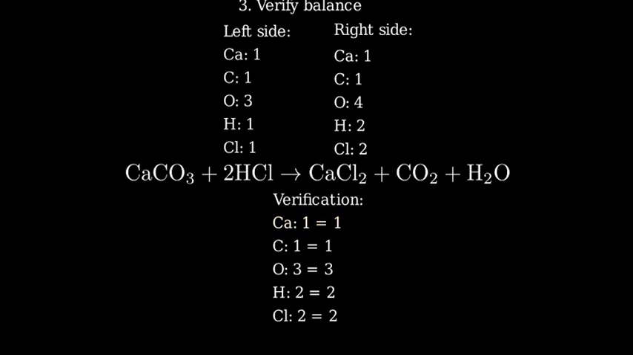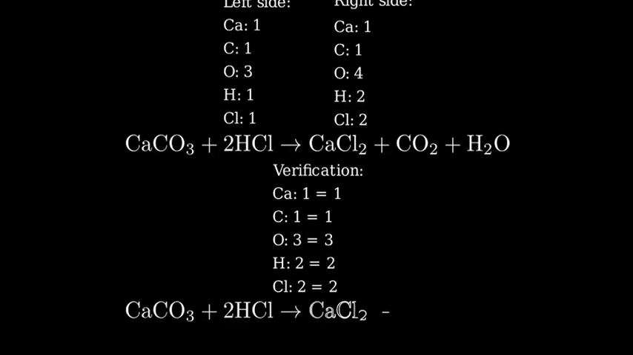Calcium, 1 on each side. Carbon, 1 on each side. Oxygen, 3 on the left in CaCO3, and 3 on the right, 2 from CO2, 1 from H2O. Hydrogen, 2 on each side. Chlorine, 2 on each side.